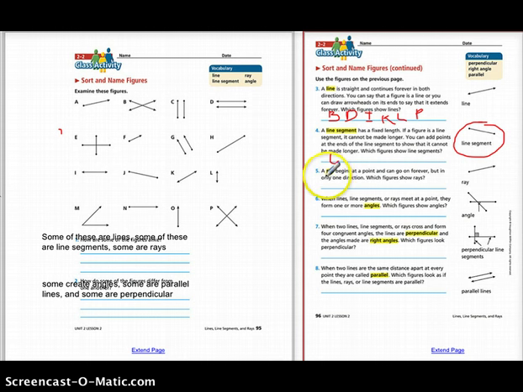Number 5 says a ray begins at a point and can go on forever, but in only one direction. Which figure shows rays? Okay, so a ray looks like this. I know that letter A shows a ray. See if you can find the rest.